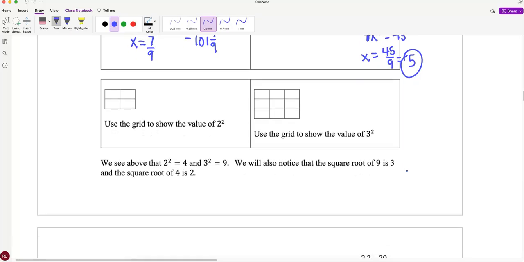If I use this grid to show the value of 2 squared, well, 2 squared just means 2 times 2, okay? It's repeated multiplication, okay? Multiplication is just repeated addition. So all it means is that you're adding 2 twice. So here's 2 and here's 2. So that is equal to 4.